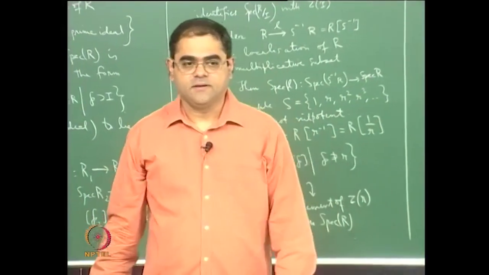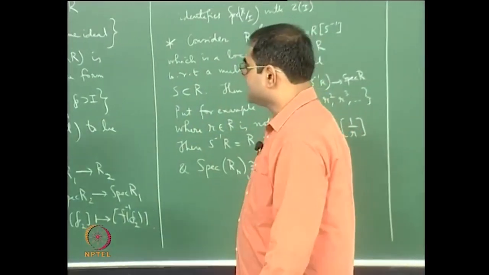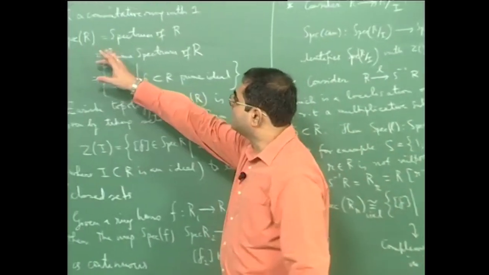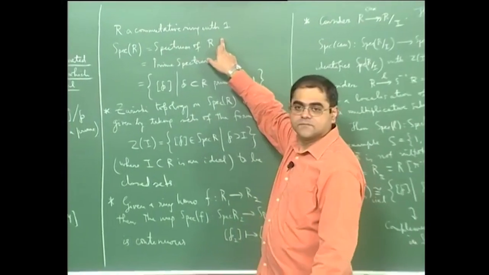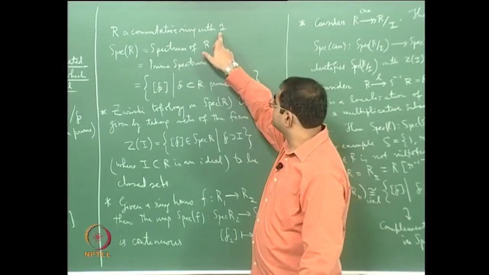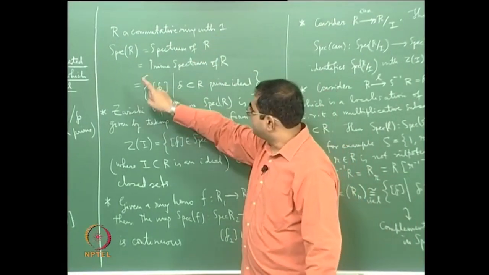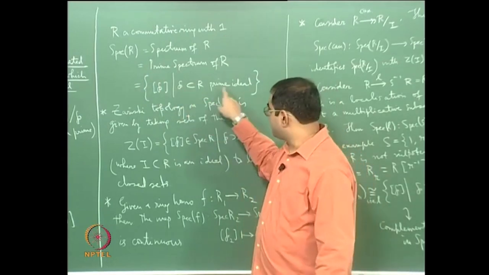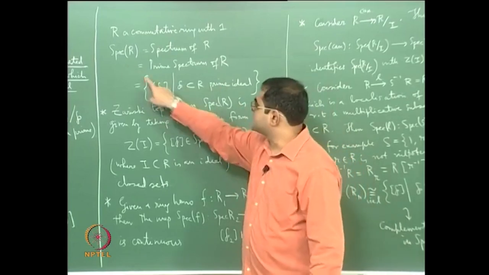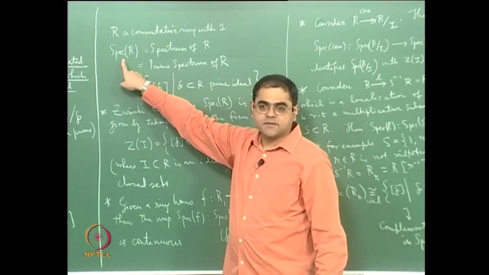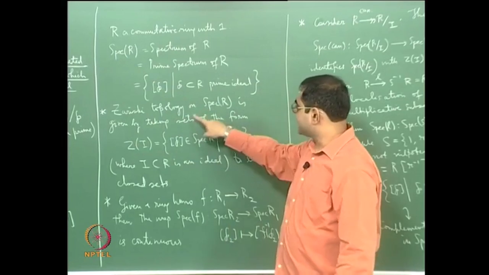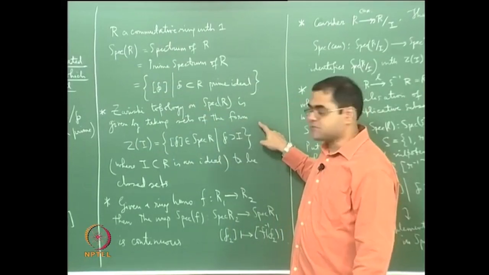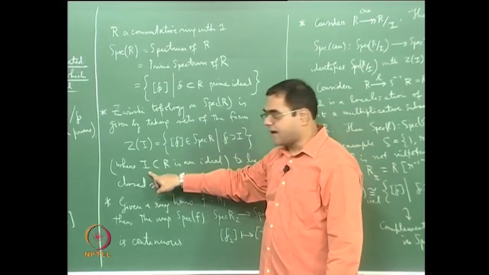Let me continue with what we were doing in the previous lecture. So let me quickly recall, we start with the commutative ring R with unit element 1, and we define the prime spectrum, which corresponds to the prime ideals of R being thought of as points of the prime spectrum Spec R, and then we define the Zariski topology on the prime spectrum, which comes out of ideals of R.